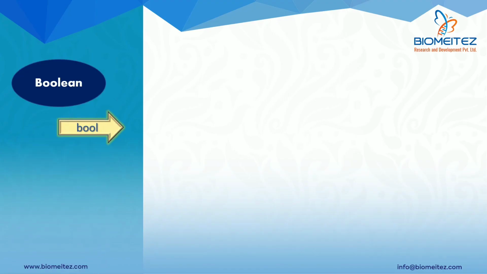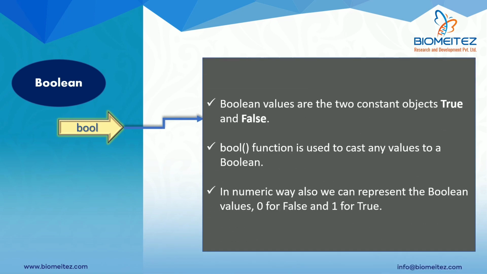The next data type is Boolean. Boolean values are the two constant objects True and False. The bool function is used to convert any value to a Boolean. In a numerical way also we can represent the Boolean values, like 0 for False and 1 for True.